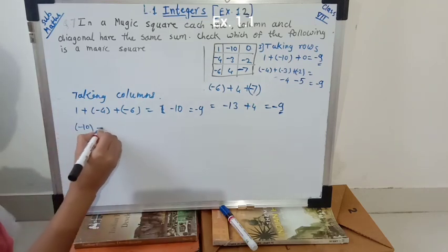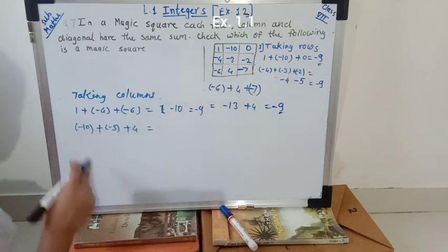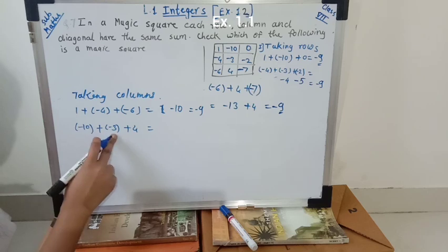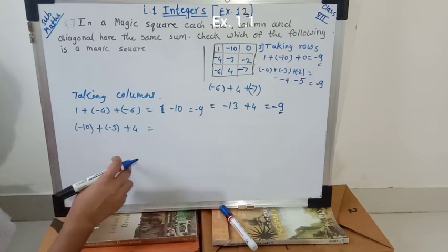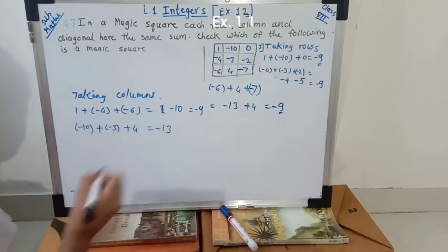minus 10 plus minus 3 plus 4. Now let's do the addition of the first two negative numbers. Okay, there we have to do the addition. 10 plus 3 is equal to 13. Give the sign of the bigger number, that is 10.